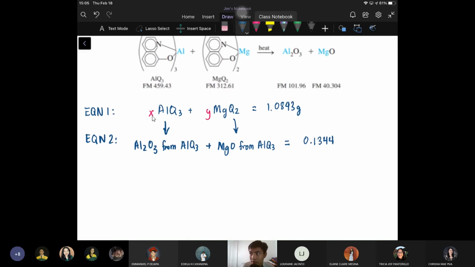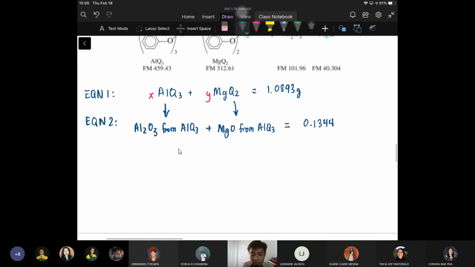Ito yung equation 1. That is the mass of these two complexes. Equal yan dito. Nung sinunog na yan, na-convert ito dito. Yung mass daw nila ay ito. So, paano na gagawin nyo dito? After this, susunod yung gagawin ay i-express nyo na yung mass nito into this. Convert nyo na yung mass ng aluminum Q3 to aluminum oxide and yung mass ng MgQ2 to magnesium oxide.